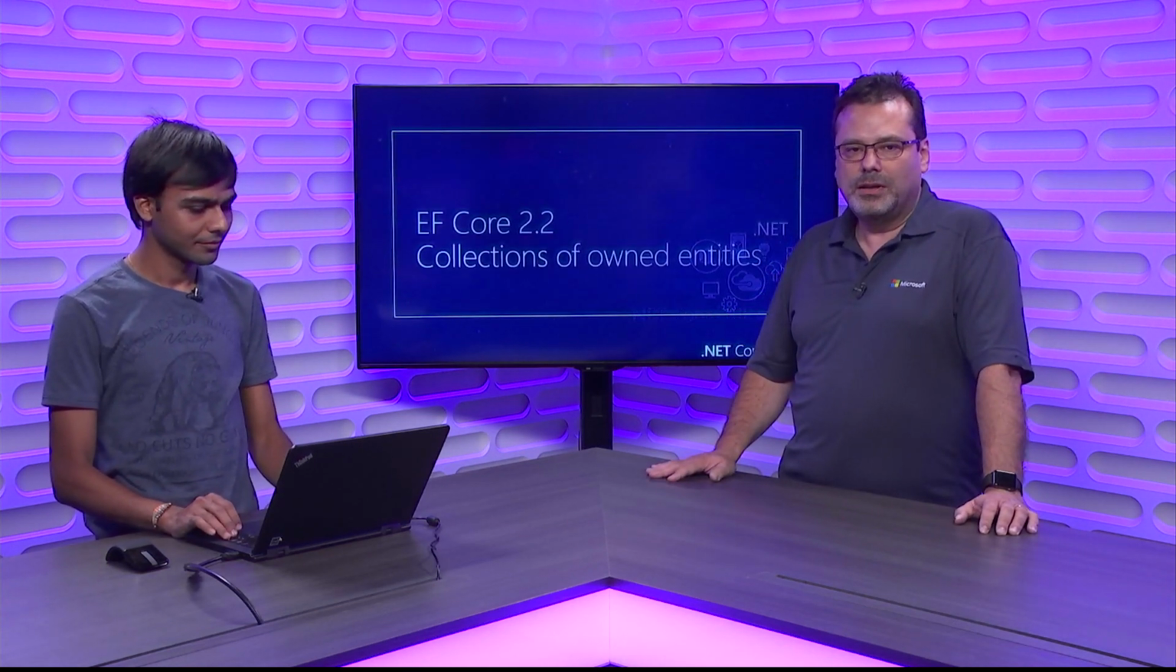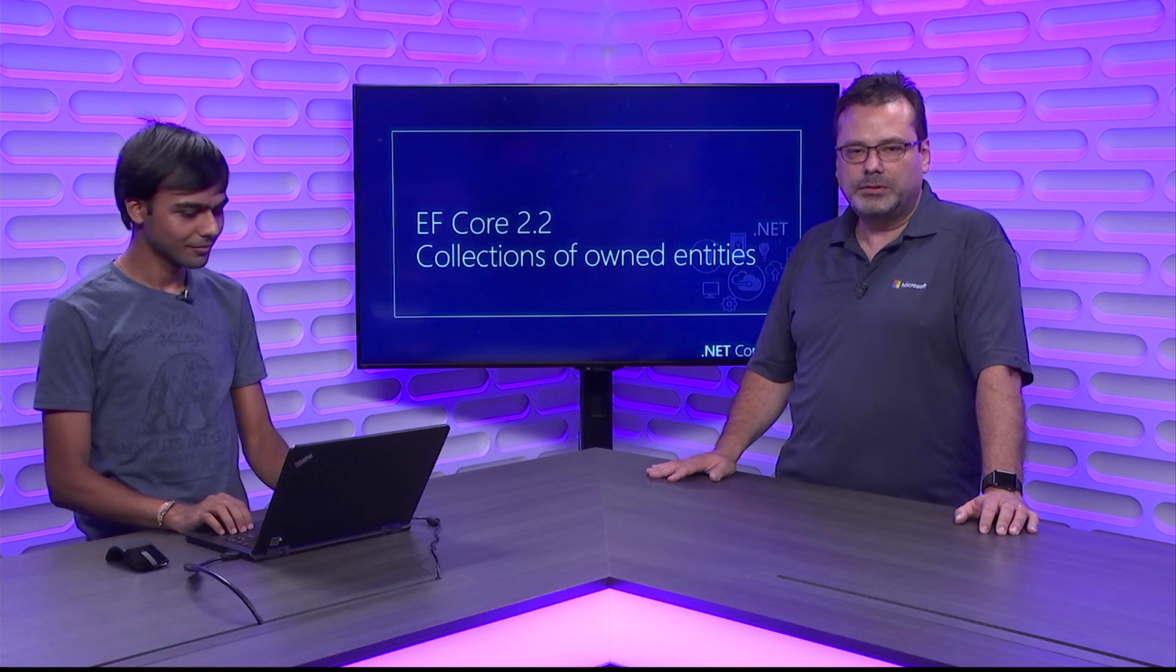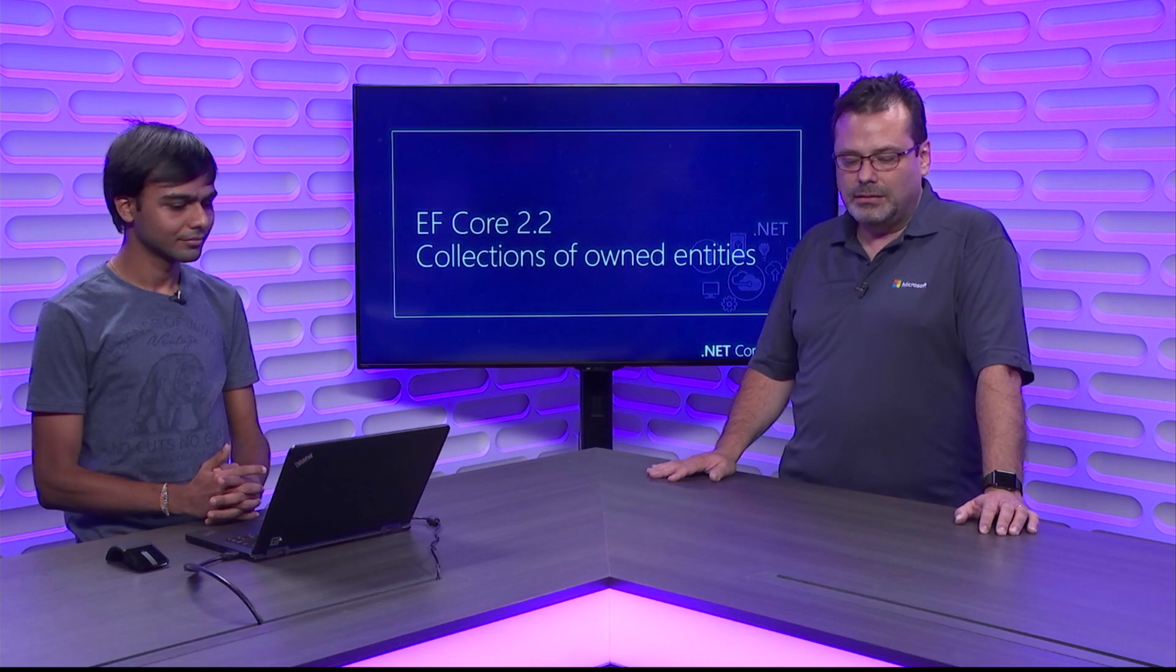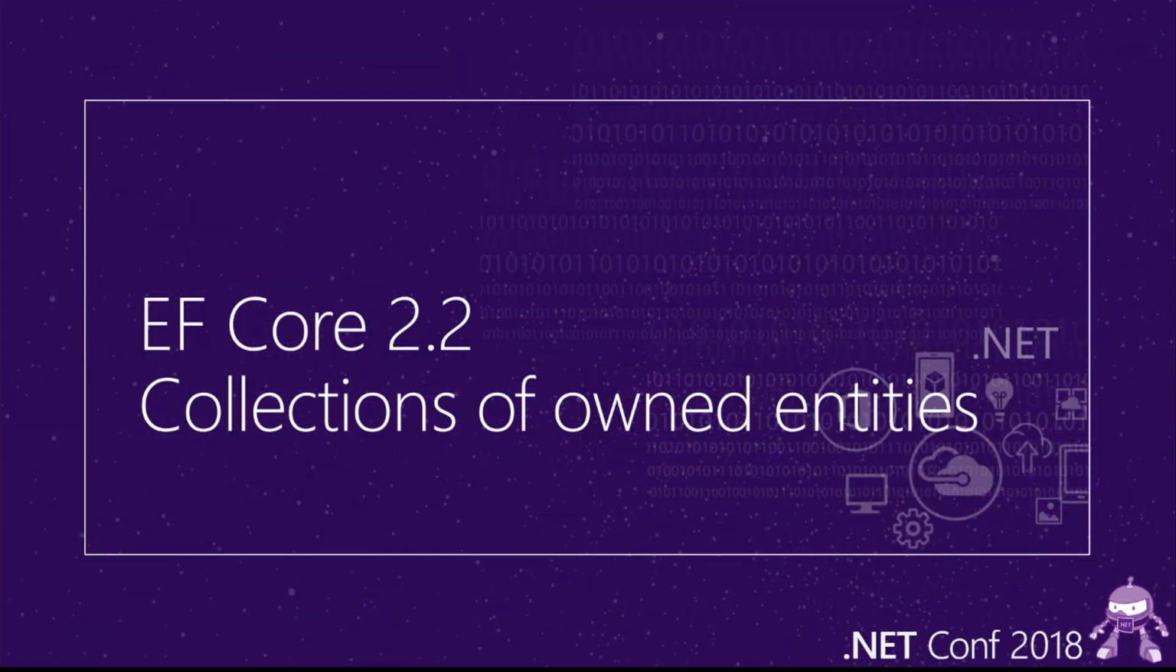So our first demo is about collections of owned types. The idea with owned types or owned entities is that you can represent in the EF model a stronger relationship than just a normal relationship in a database. You can say, for instance, the canonical example is that an address is owned by a customer. That means that you cannot have the address exist independently of the customer. And when you want to manipulate data on the address, you need to load the customer and go through the customer to do anything.